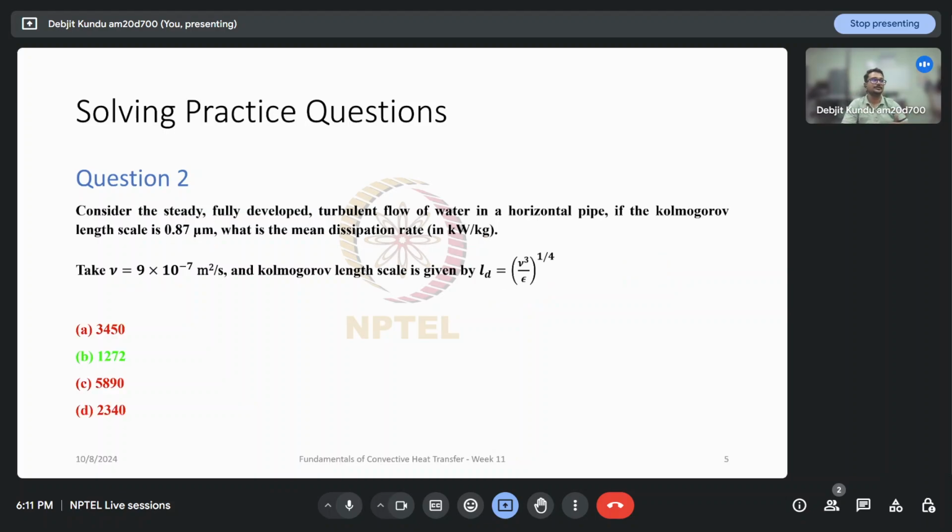If we take a look at the solution, it's option B, 1272. Let's see how we can get there. The process is pretty simple. The length scale we know is equal to nu cubed by epsilon, the whole power 1 by 4, as given in the problem. So we take a power of 4 on both sides. We have LD power 4 equal to nu cube divided by epsilon. We need epsilon, so epsilon would be nu cube by LD power 4. Now we just substitute the values. So it's 9 into 10 power minus 7, cubed, divided by the length scale, which is 0.87 microns, so 0.87 into 10 power minus 6, power 4.